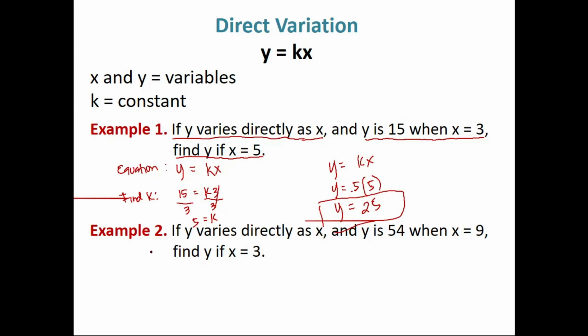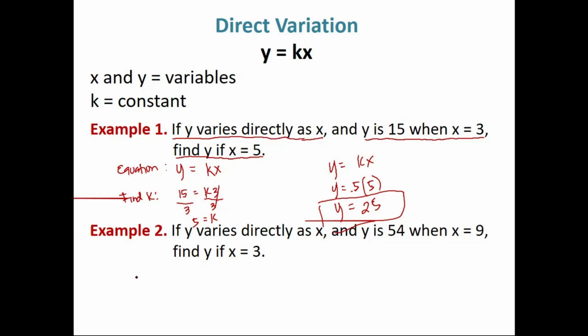Okay, let's have one more example. If y varies directly as x, and y is equal to 54 when x is equal to 9, find y if x is equal to 3. You may pause the video for a while and try to answer this on your own.